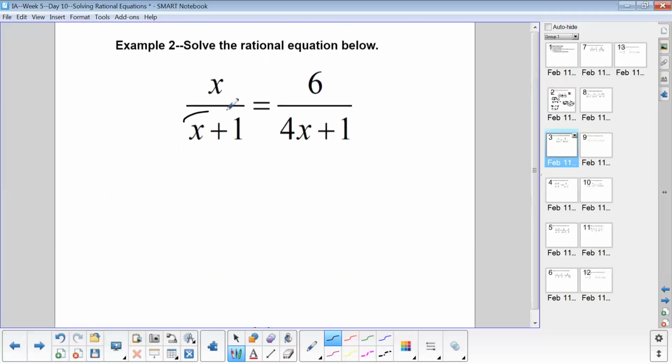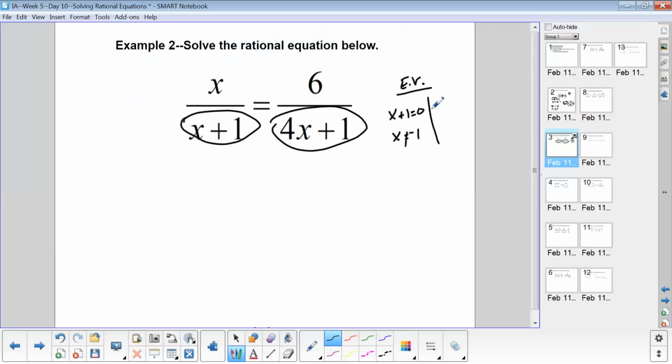Number 2, you're looking at your denominators, and you see you do have variables. So you're thinking, what can the excluded values be? Thinking back to the video prior to this, when we were simplifying rational expressions, we wanted to look at the denominator. So x plus 1, set it equal to 0. So x cannot be negative 1. And 4x plus 1, x cannot be negative 1/4.